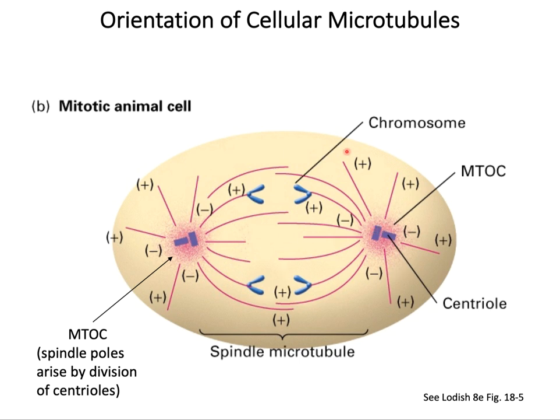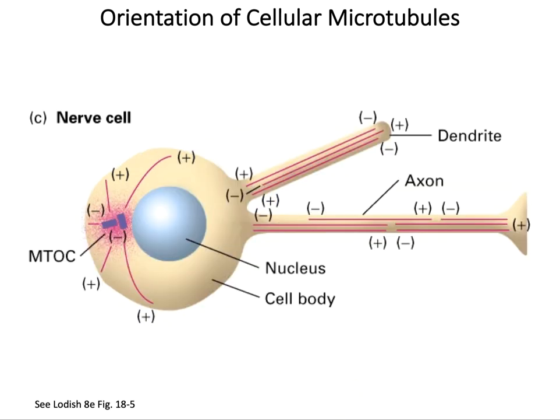The centrioles can divide, and then you can get two microtubule organizing centers in the mitotic animal cell. And again, the minus ends of the microtubules are interacting with the organizing center. The plus ends are the farthest away from the microtubule organizing center, and the role of these microtubules is to segregate the chromosomes during cell division.